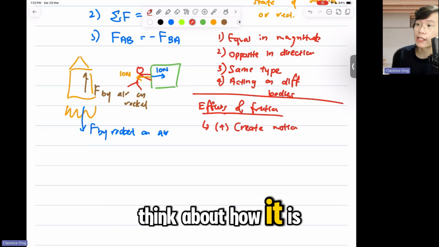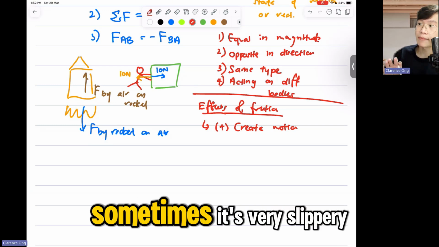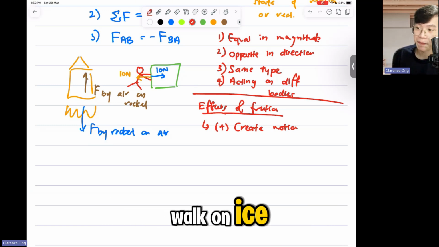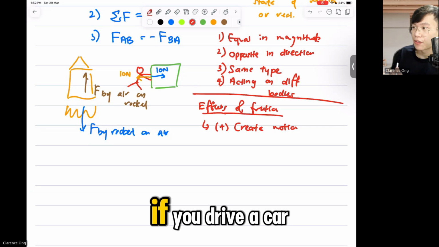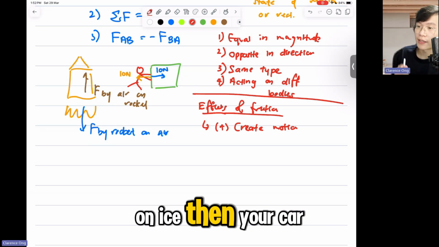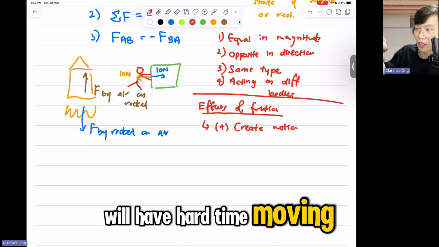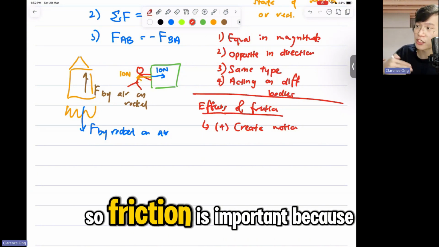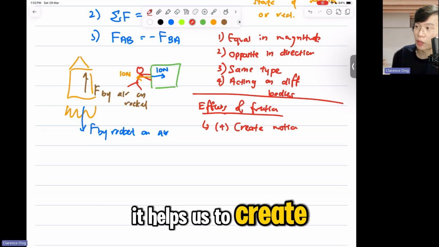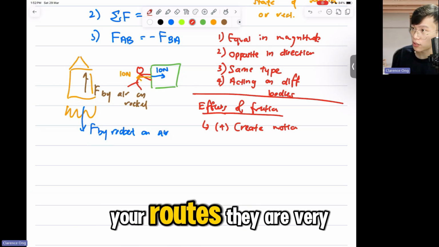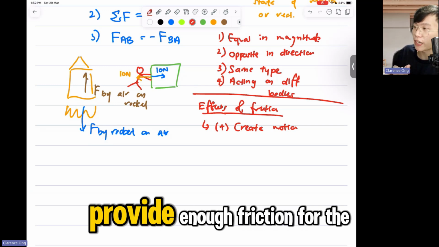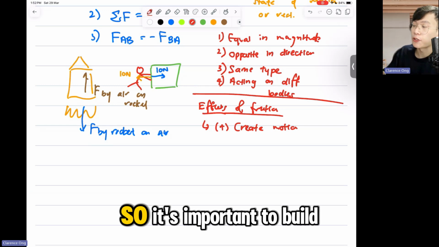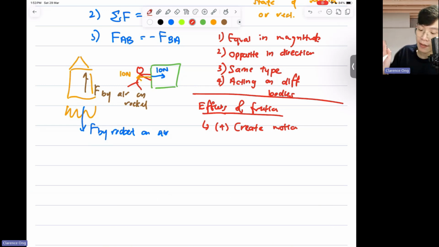Think about how it is like to walk on ice. Sometimes it's very slippery because the friction is very little and it's very hard to walk on ice. If you drive your car on ice, then your car will have a hard time moving. The wheels will start to skid because there's no friction. So friction is important because it helps us to create motion. Your roads are very rough to provide enough friction for the cars to brake as well as to move. So it's important to build the roads correctly.